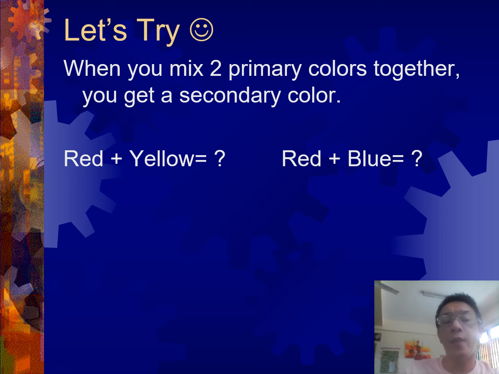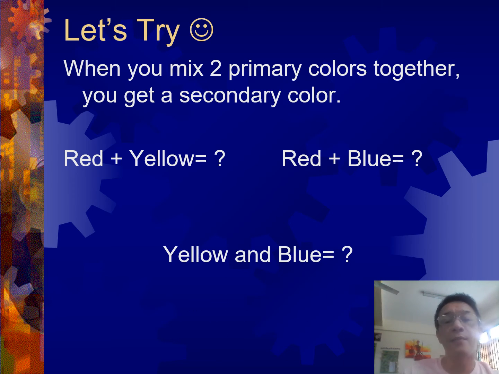So when we mix the red and the yellow primary colors, we can have an orange, a secondary color of orange. How about the red and the blue? The primary colors red and the blue. What do you think is the result of mixing primary colors red and blue? What do we have as a secondary color? Okay, so when we combine red and blue, we create a secondary color of purple.